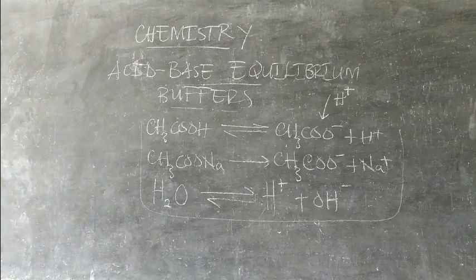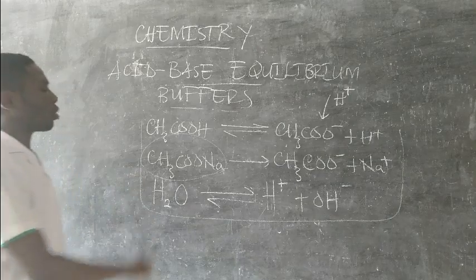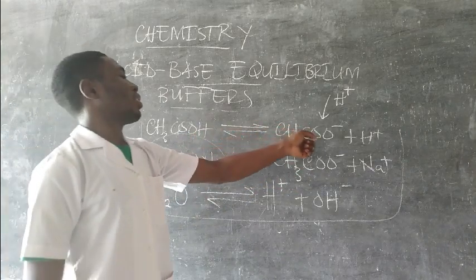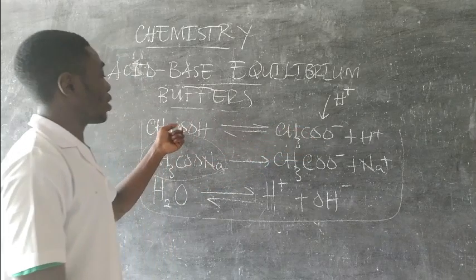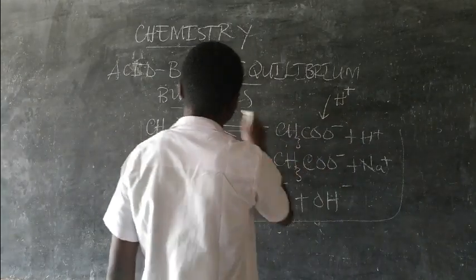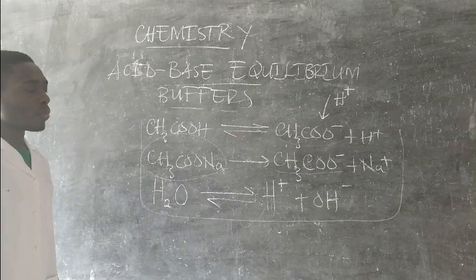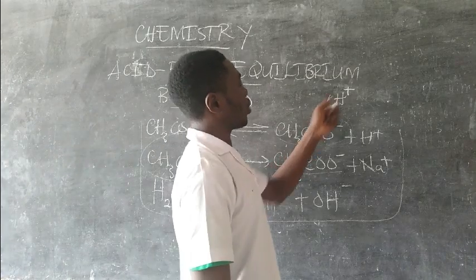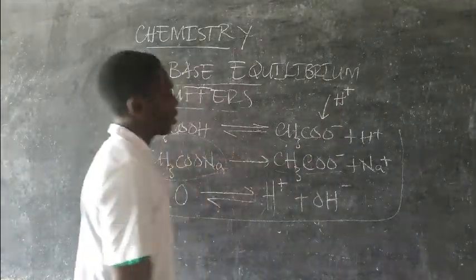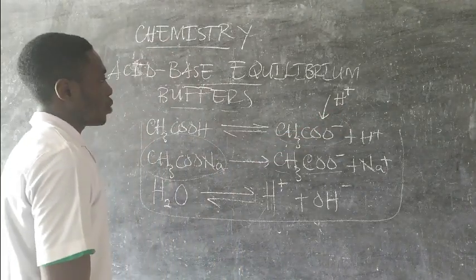Now, when I add an excess of H plus ions into this solution, what is going to happen? Remember that there is a large pool of base, which comes from sodium ethanoate, because it dissociates completely, but the acid dissociates only partially. It is a weak acid, and so only few molecules are going to dissociate. So the ethanoate ions coming from the acid are not as many as the ones coming from the salt. This large pool of base is going to remove the excess of H plus from solution.